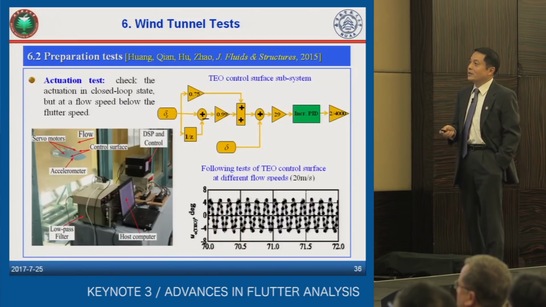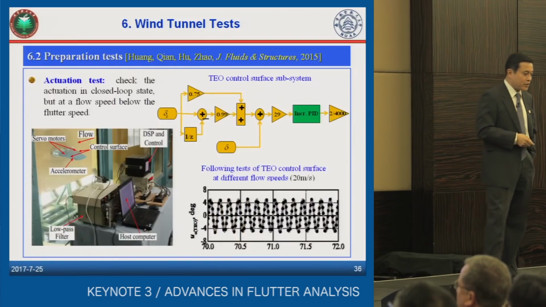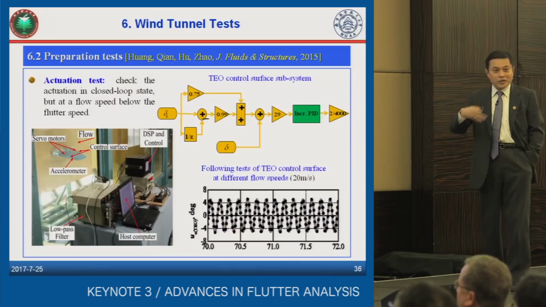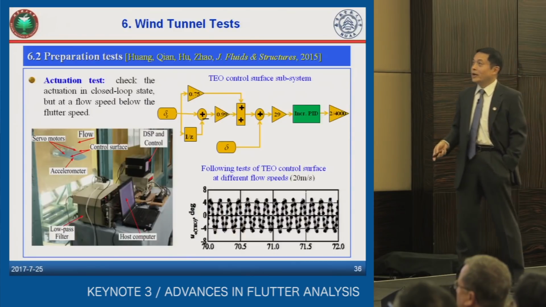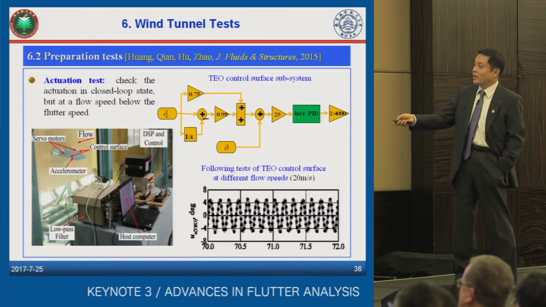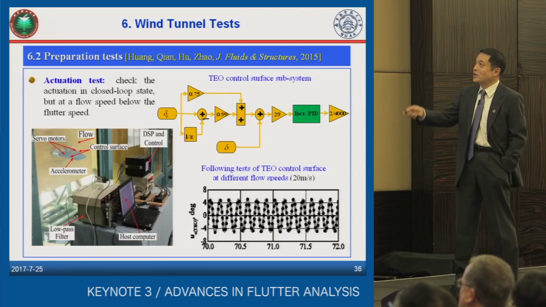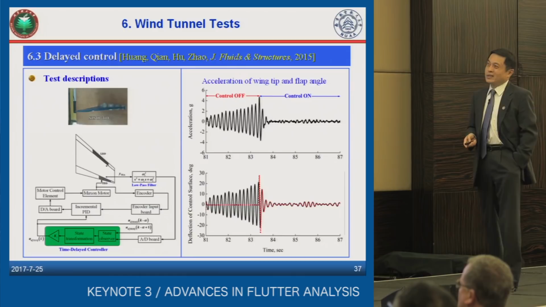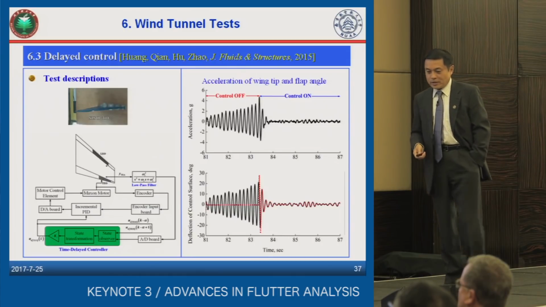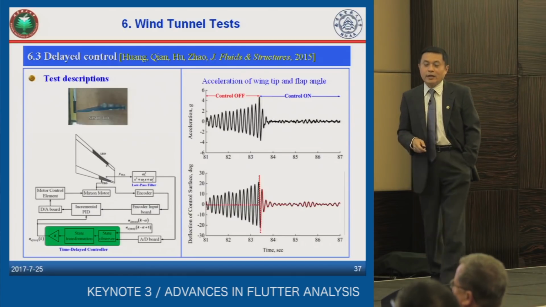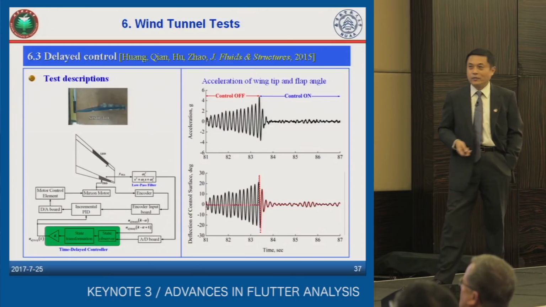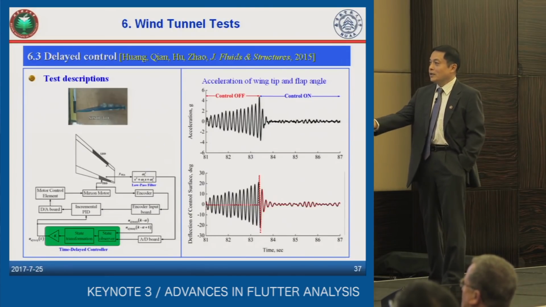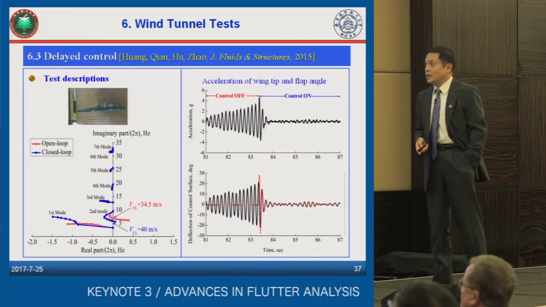The third test before the flutter suppression is to check whether your actuator works well, and you can find that we have very good following properties of our hardware. This way we did the experiment. The first one is the delayed feedback for the flutter suppression. And here the green block gives you the time delay observer.